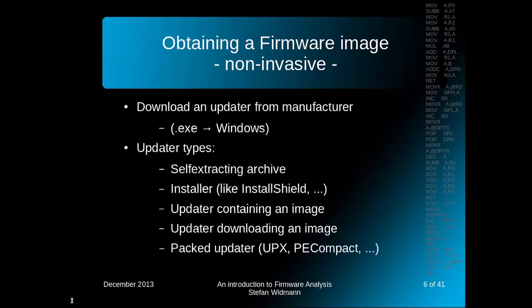Okay, if this doesn't work out, maybe we get an updater from the manufacturer. Normally, there are exe files built for Windows. There are different updater types. First, the self-extracting archives. It might be an installer tool like InstallShield or whatever. It might be an updater, a simple exe file without any installation, just containing the image. It might be an updater that is downloading an image. Or it might be some of the others, but packed with an executable packer like UPX or PECompact.